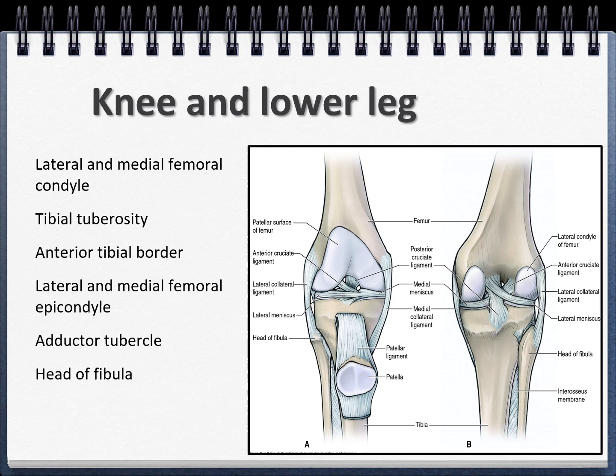We also have the adductor tubercle, and that is a little lump in the bone where the adductors attach. And we can also see the head of the fibula, which slips in there and fits inside right next to the tibia.